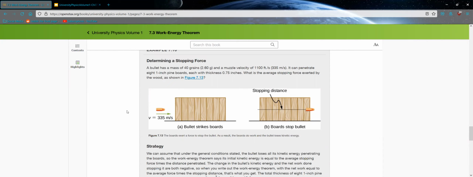It's because sometimes displacement isn't the important part of the conversation. A bullet has a mass of 40 grains, or 2.6 grams, and a muzzle velocity of 1,100 feet per second, or 335 meters per second. It can penetrate 8 1-inch pine boards, each with a thickness of 0.75 inches. What is the average stopping force exerted by the wood? So it's a bullet that goes through all the wood. How much stopping force was exerted by said wood?